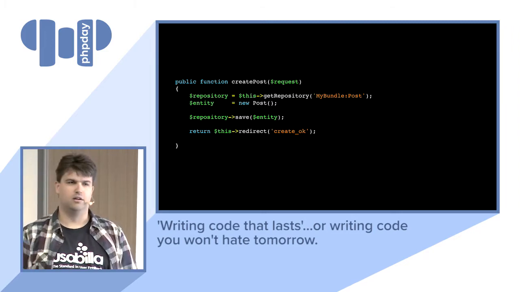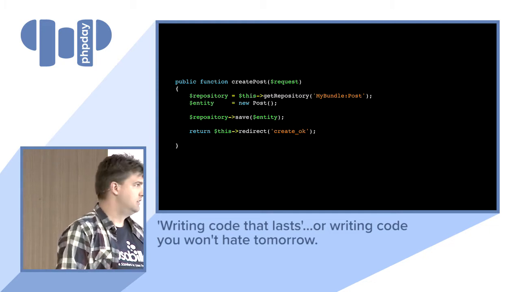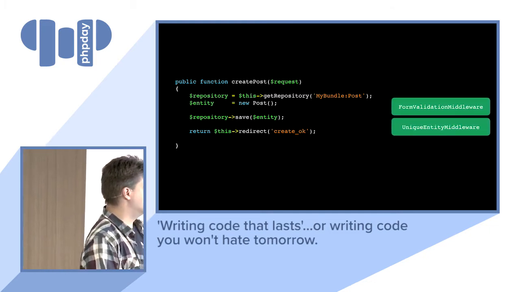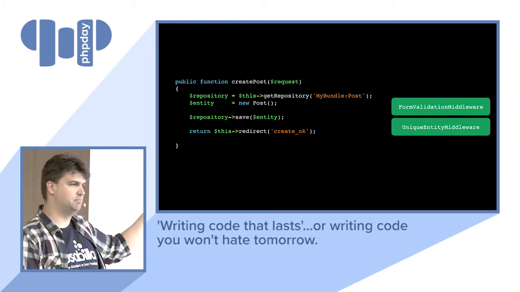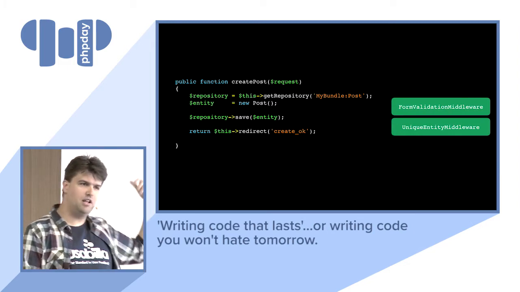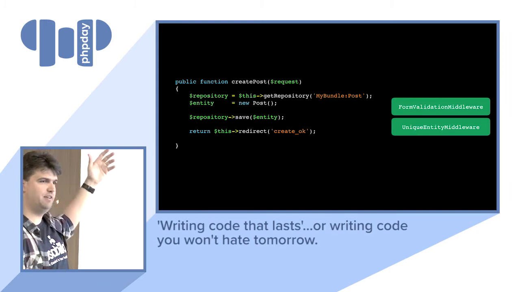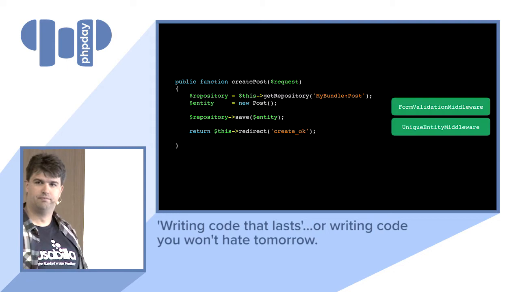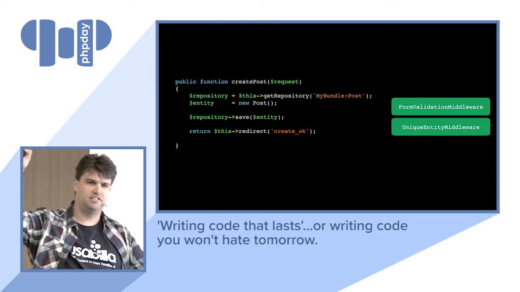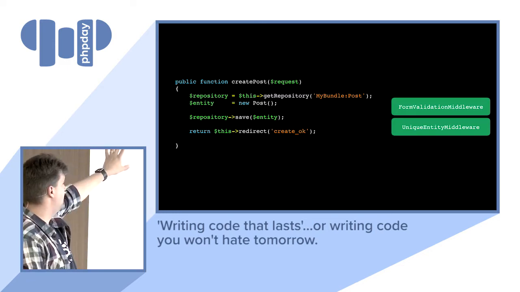PSR15 or whatever they're calling it now, right? Middlewares. So if you extract the validation and the uniqueness into middlewares that kick in even before this method kicks in, you can now solve all these things outside of this method, and your method will now do literally save and redirect. Right? All those 15, 16 lines you saw before can now be boiled down into this.